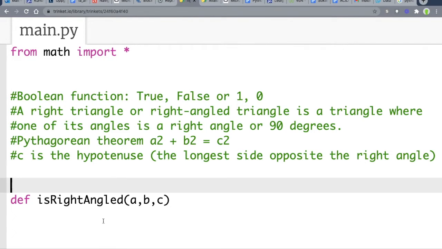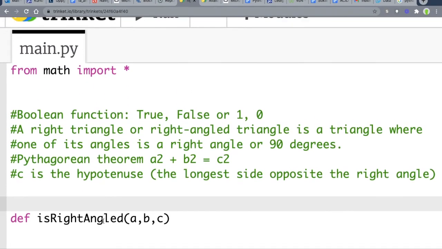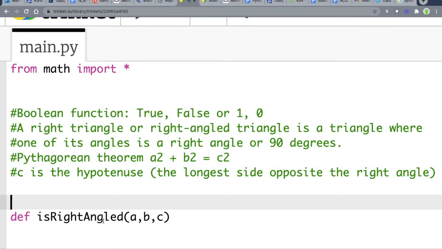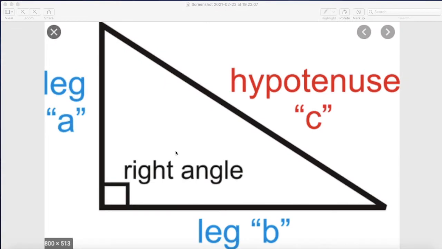In this part we check whether a triangle is a right triangle or not. A right triangle is a triangle in which one of its angles is a right angle, or 90 degrees. So one of the angles is a right angle, like this.